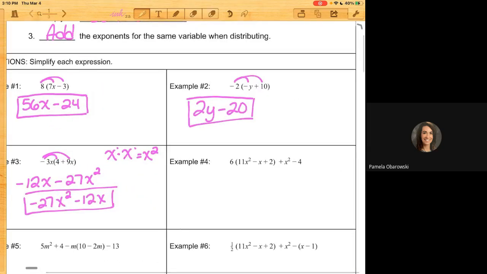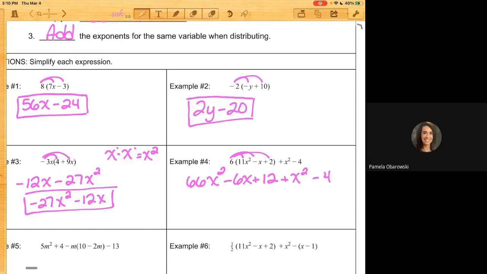Let's look at another example here. Again, with every one of these questions, we're making it a little bit trickier. The concept is always the same though. On this next one, we're going to distribute a 6. When I do that, I get 66x squared minus 6x plus 12. And then I still have plus x squared minus 4.